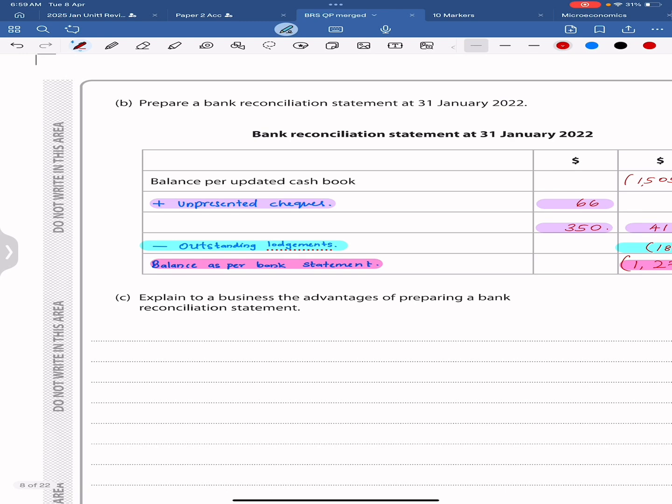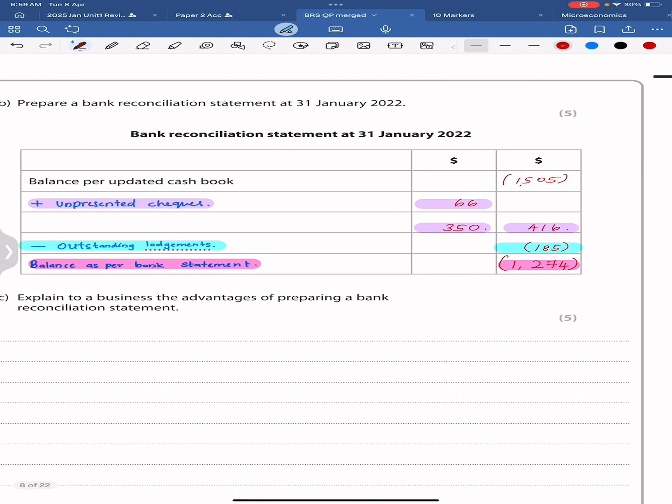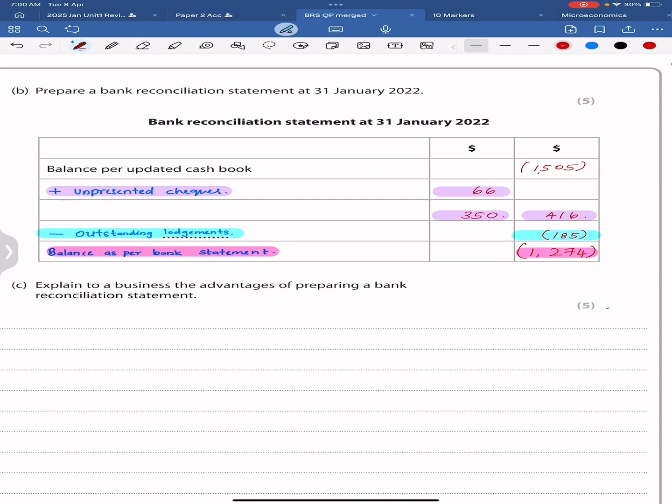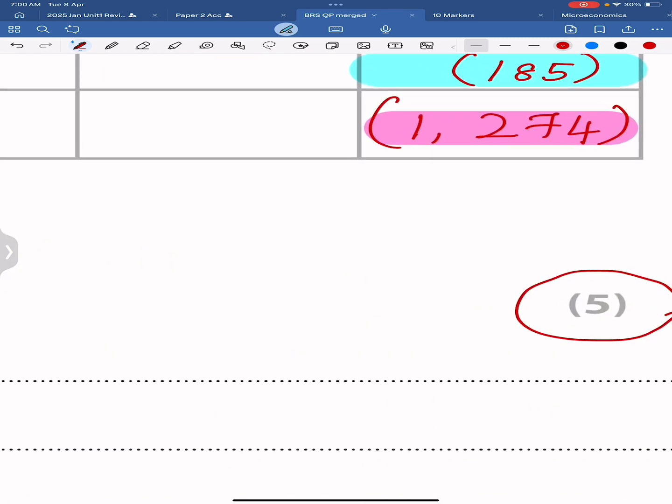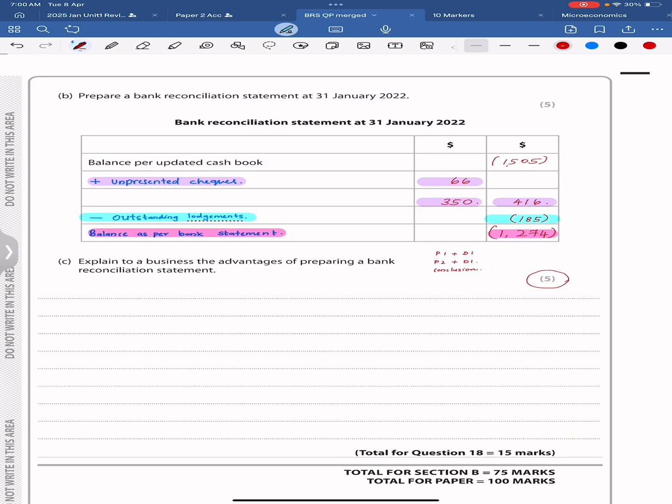Now let's work on the theory part. So we had prepared a cash book, updated cash book, and then a bank reconciliation statement. Explain to a business the advantages of preparing a bank reconciliation statement for 5 marks. Now, how do we answer this question? It's explain the advantages. So it's plural, 5 marks. So let's identify at least 2 advantages, a development for each. Point 1, development 1, point 2, development 2, and then you give a conclusion.